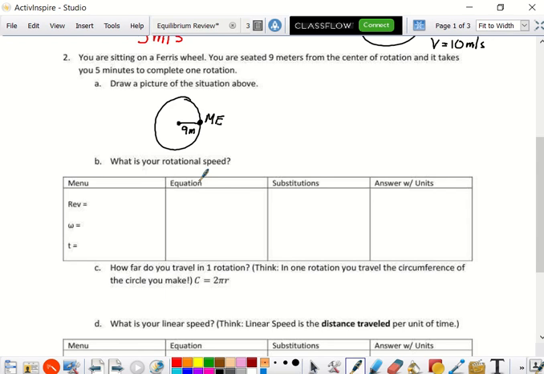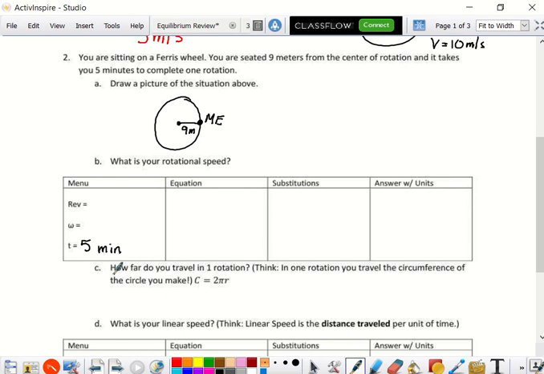So now let's see what we can write down. Well, I am 9 meters from the center. That's going to be my radius, but I don't have a radius right here, so we're going to skip over that. Takes me 5 minutes. That's a time, so I'm going to put that down here. So 5 minutes.